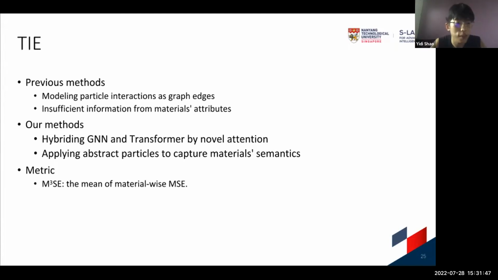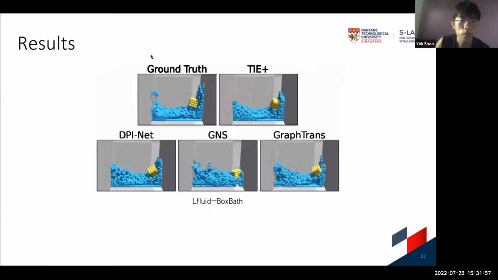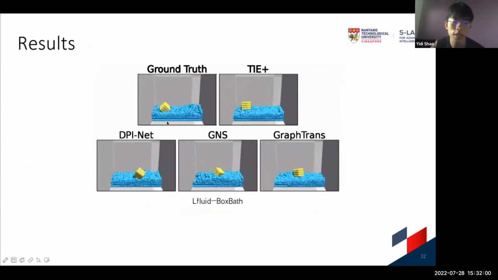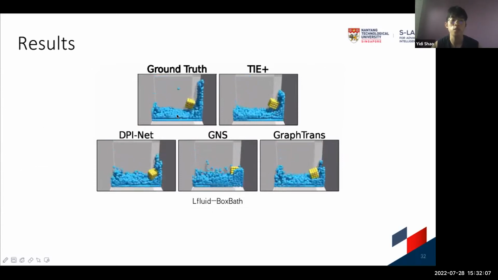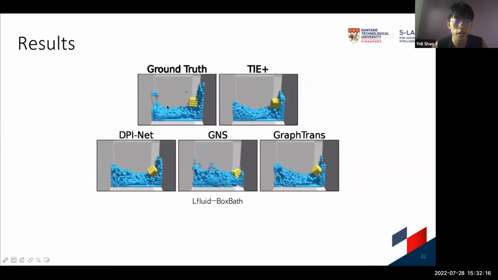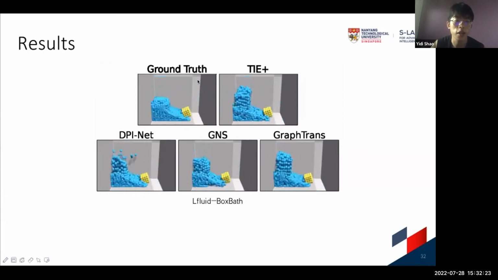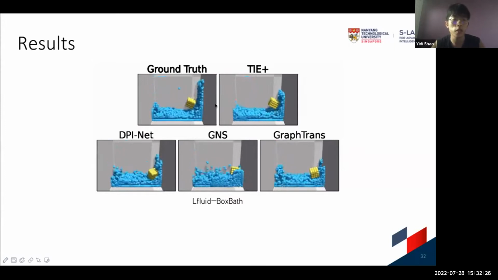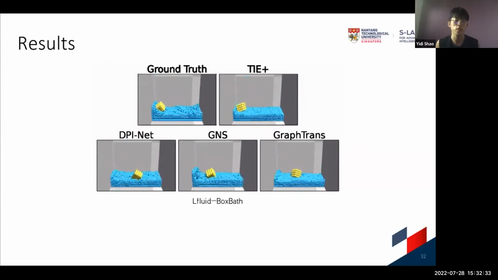That's a good question, thank you. For this example here, if we only use MSE, because the fluid particles are much more numerous than the rigid ones, even if the error is small, it may only be because the fluid part is simulated well, while we cannot guarantee the rigid part is also simulated well enough. So here we take the MSE of the two different types of materials to get the final M3SE.